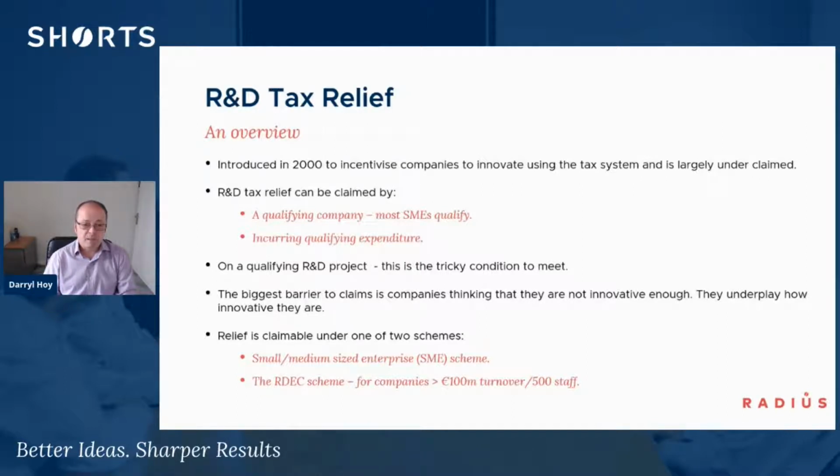But the biggest barriers to claims we found is that companies don't think they're innovative enough to qualify and underplay this. There are two schemes available in the UK. The main scheme that we see is for the small medium enterprises, but there is a scheme for larger companies or SME companies who might be in receipt of grant funding.